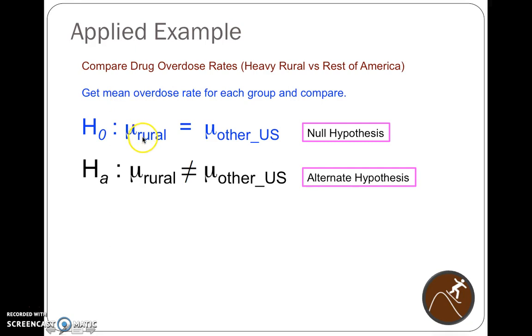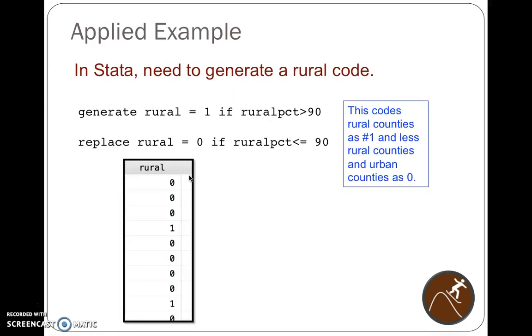So we can get the mean overdose rate. So what's the average number of overdoses per 100,000 in rural American counties versus the average overdose rate in other American counties. And the null hypothesis says that they're equal. There's no difference. That the average for rural America is equal to the average for the rest of America. So there's no significant difference. They're equal. Whereas the alternate says, no, we think something's going on. Rural America is different from the rest of America. You could make this greater than or less than or equal to based upon what your hypothesis is.